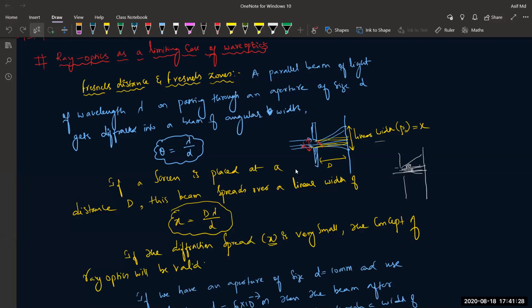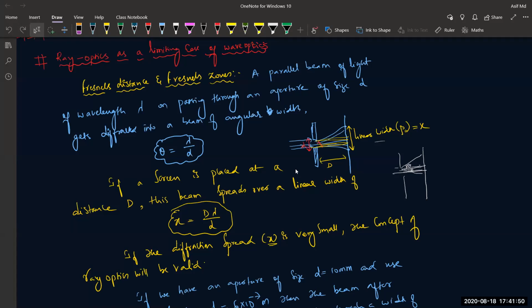See this one, beta. Ray optics as a limiting case of your wave optics. Under what condition can we assume that wave optics reduces to ray optics? What is ray optics? You know that light always travels in a straight line, isn't it? Whereas in wave optics, we talk about light bending, in the form of a wavefront.